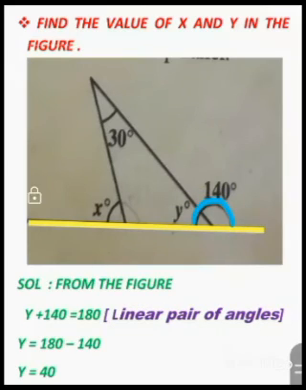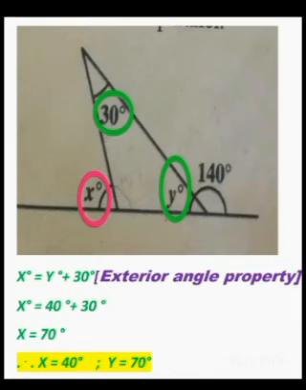So y plus 140 degrees is equal to 180 degrees, linear pair of angles. Now we have to find out the value of y. So let us transpose 140 to the other side. Then y is equal to 180 degrees minus 140 degrees. So the value of y is equal to 40 degrees. 180 minus 140 is 40 degrees. Now we got the value of y. Y, how much did we get, children?